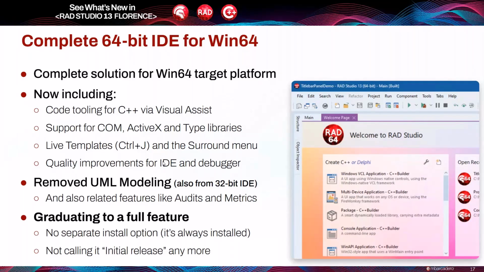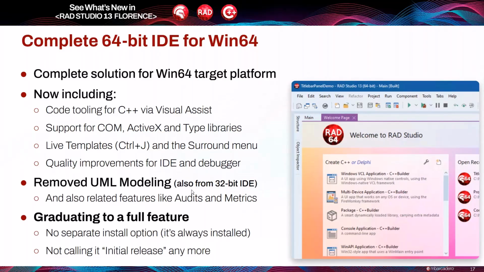We've removed a few things from the IDE, and I will give you more details about this and the reason behind it. For example, the UML modeling has been fully scrapped, not only from the 64-bit IDE but also from the 32-bit. So this is a feature that is not there. Not a lot of people were using it, but now it's not there. So we've decided to remove it. And also related features like audits and metrics are not there. The biggest one is the refactoring menu that we removed at the moment. As you can see here in the screenshot, it's grayed out.